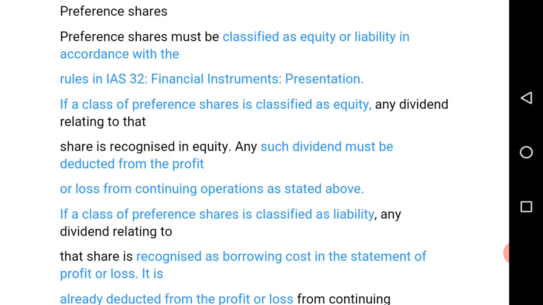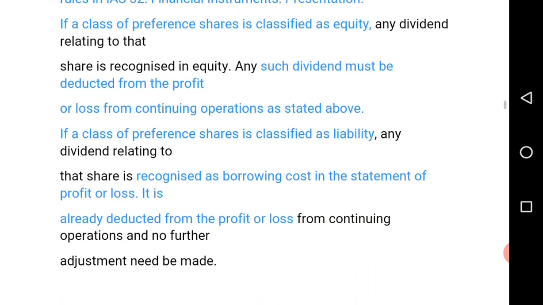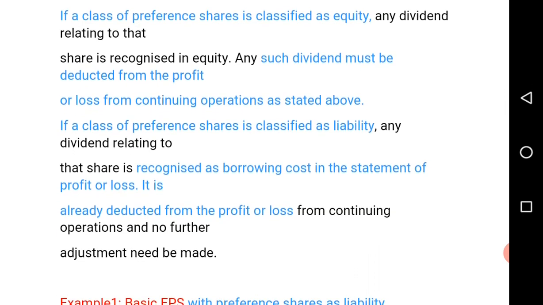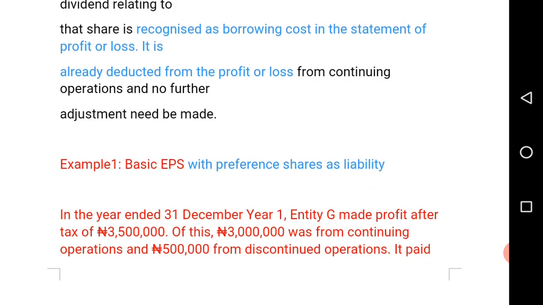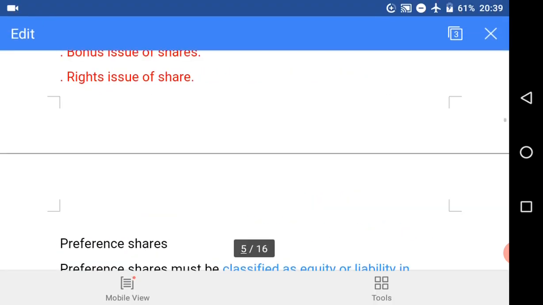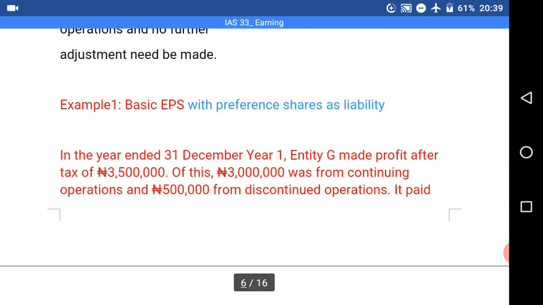The dividend paid on the debt should be recognized as borrowing costs in the statement of profit or loss. Now, this is an expense here. Both are technically expenses, but the classifications differ. So it says already deducted from profit or loss from continuing operations and no further adjustments. Then we'll move over to example 1 quickly. It says basic EPS with preference shares as liability. Treating an example on that.